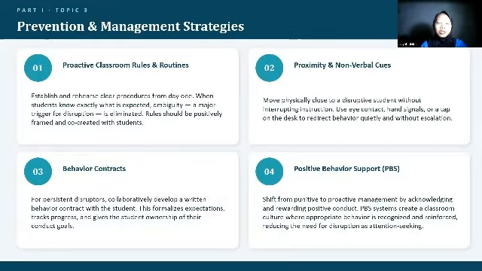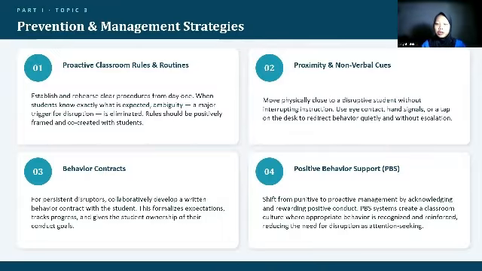Prevention and management strategies. 1. Proactive classroom rules and routines. Establish and rehearse clear procedures from day one. When students know exactly what is expected, ambiguity, a major trigger for disruption, is eliminated. Rules should be positively framed and co-created with students.